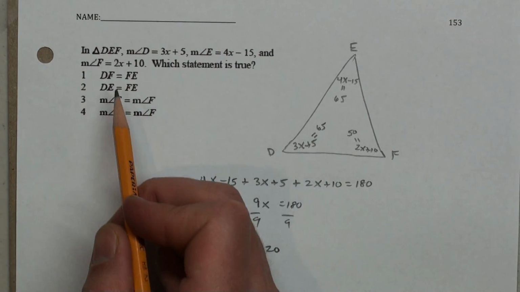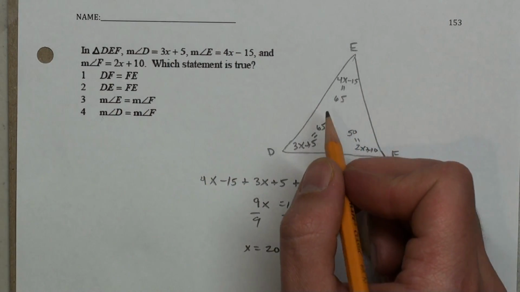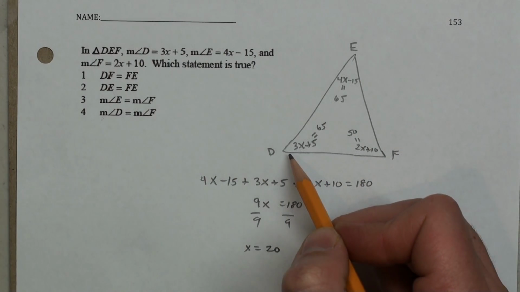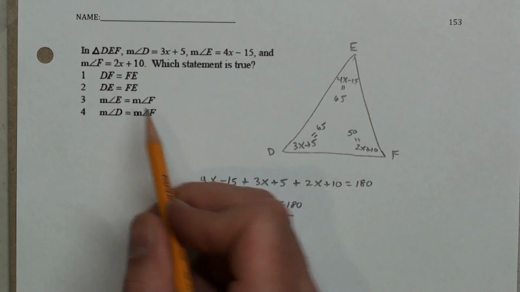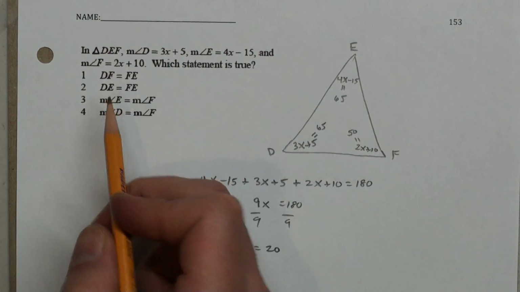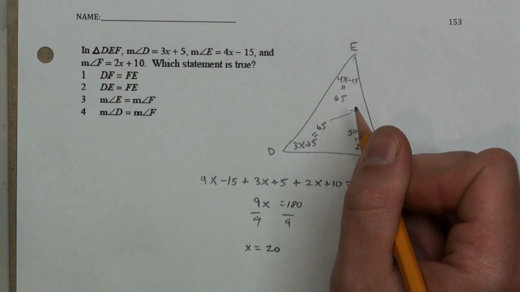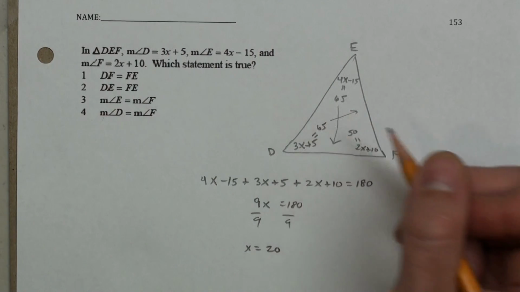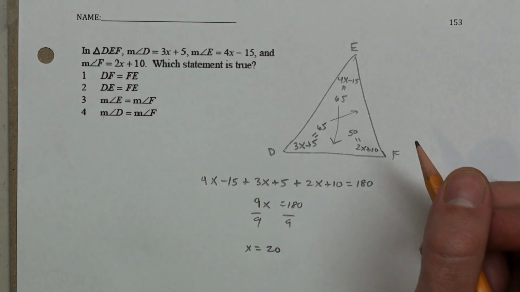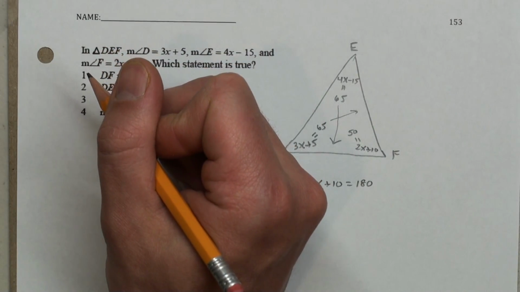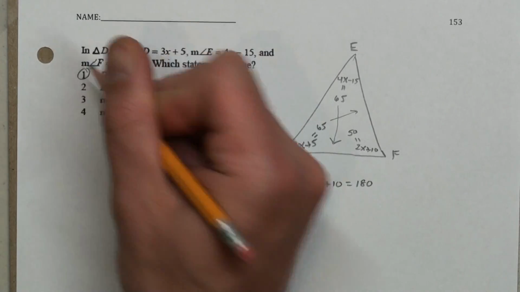So what do we know? We know that angle E is equal to angle D, but that's not a choice. E is not equal to F, and D is not equal to F. But we also know that sides that are across from angles that are equal, are equal. So EF equals DF. That would be choice 1.